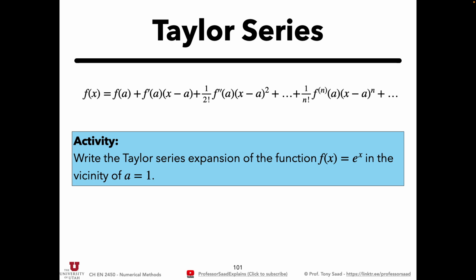Just express it analytically, okay? I want the formula for e to the x in the vicinity of a equal 1. The first, second, third derivatives of the exponential function are e to the x. Write out the first few terms.